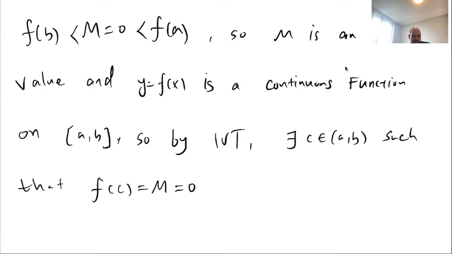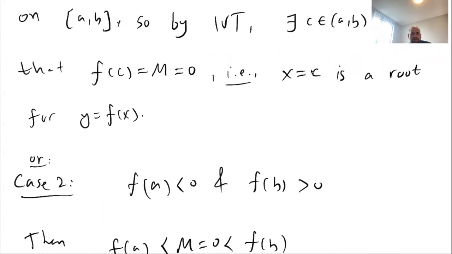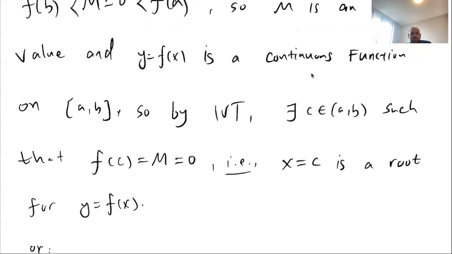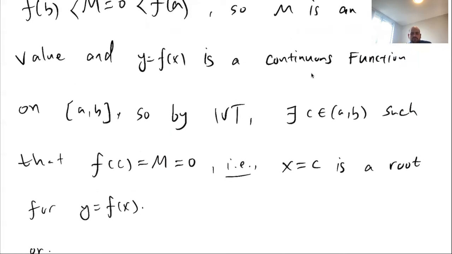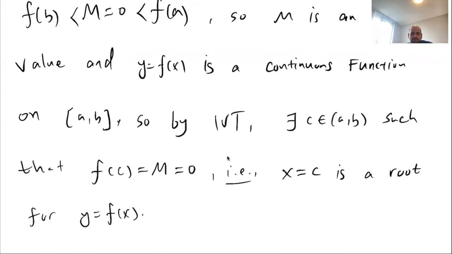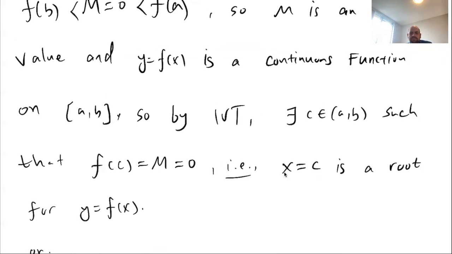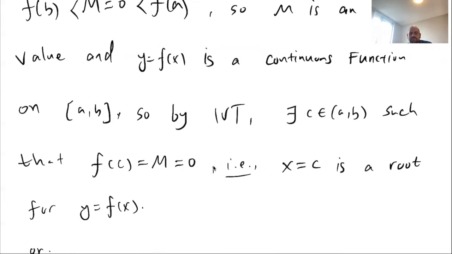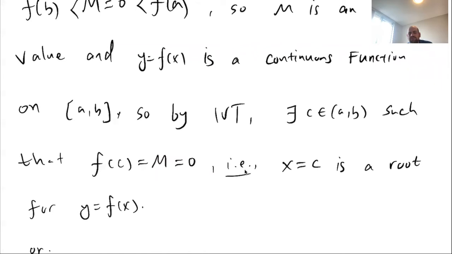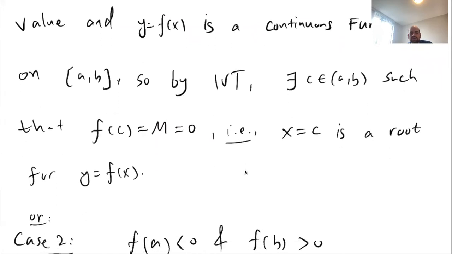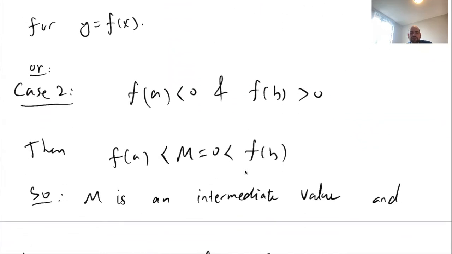It seems the screen is frozen. Okay. So this was case one, where we concluded that, I think it froze here. So here, if f of c equals 0, we said that if f of some number equals 0, that means that number is a root for your function. And for case two, if f of a is negative and f of b is positive, then 0 will be between f of a and f of b again.